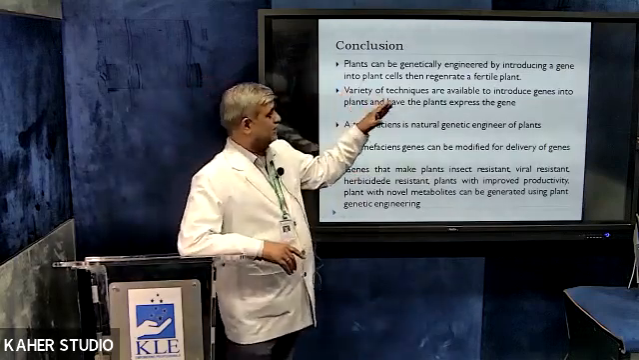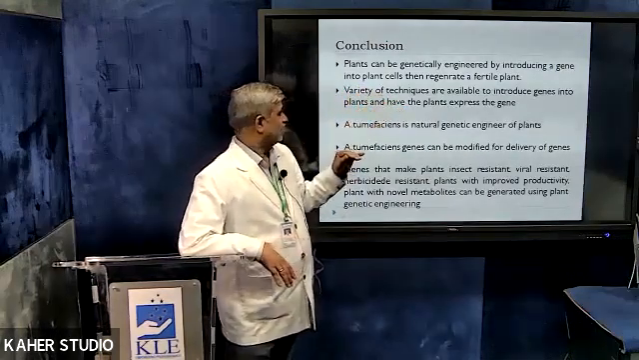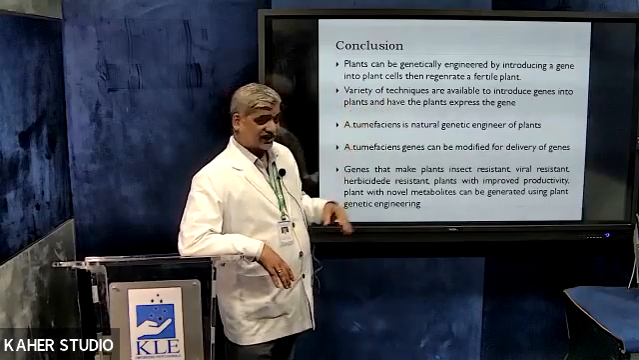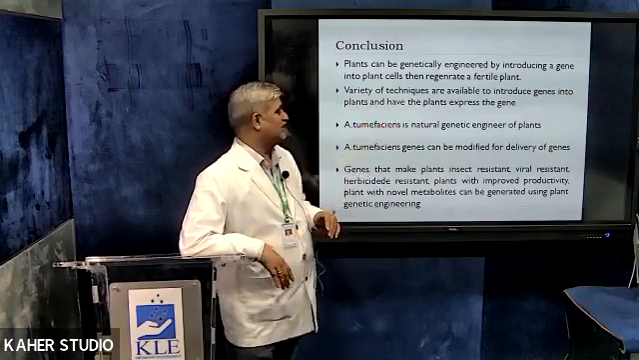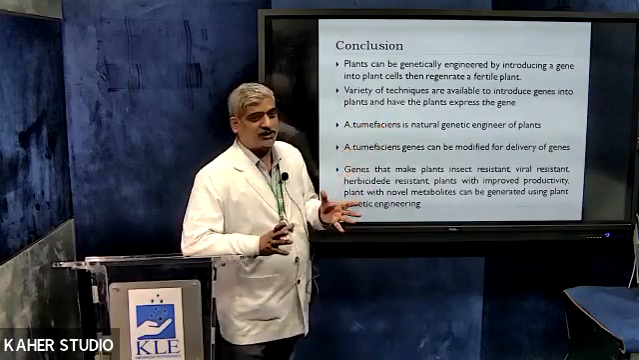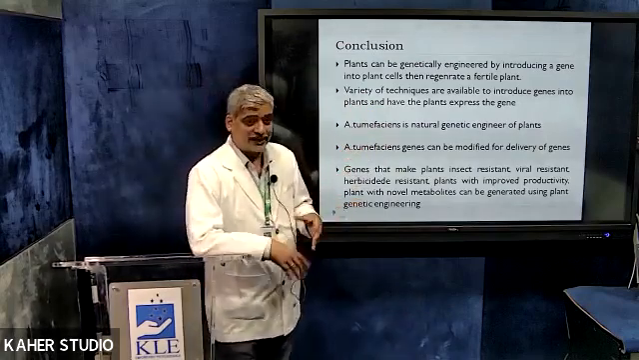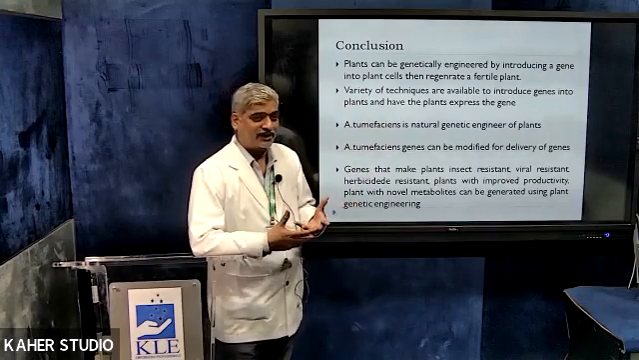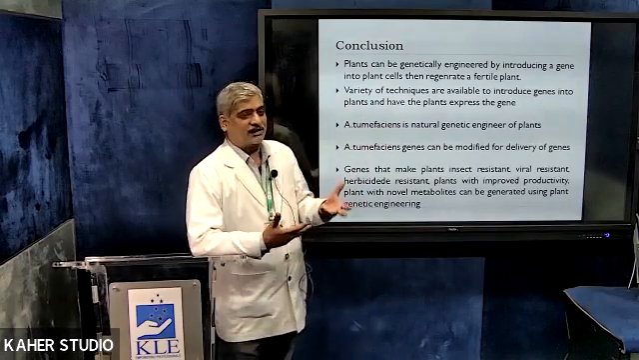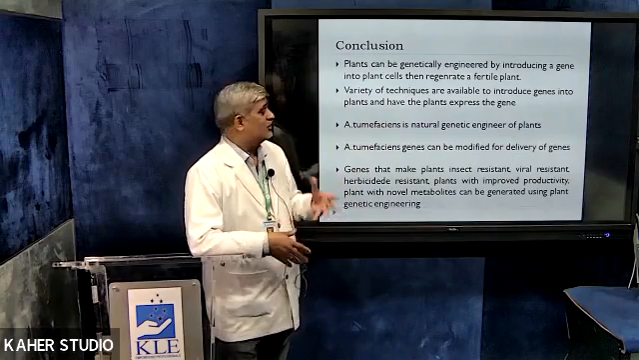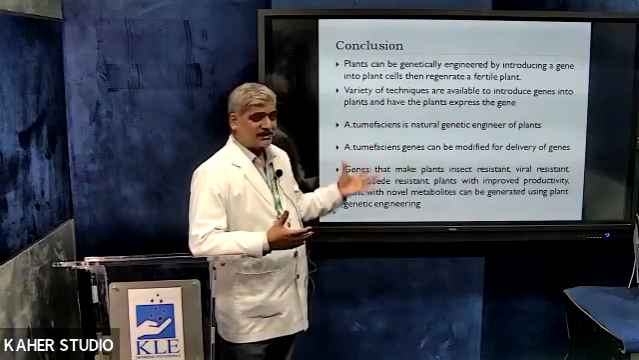Plants can be generated genetically by introducing genes into plant cells that regenerate into a fertile plant. A variety of techniques are available to introduce genes into plants and have them expressed. Most notably, we all know that whole Southeast Asian countries are suffering from night blindness, wherein a precursor, beta carotene, can be converted into vitamin A, which is required for vision. So in order to address this, people have developed what is called golden rice using these techniques.